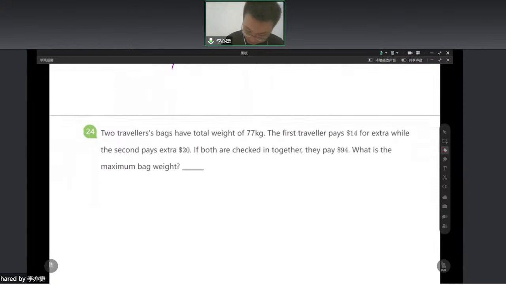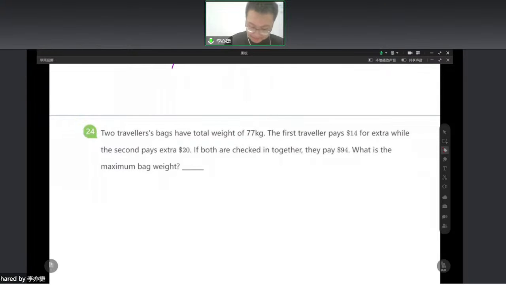Yeah, so the 77 kilogram, right? If both are checked in together, so they pay... So there should be some missing. Okay, I know, right? So maybe I understand the question.